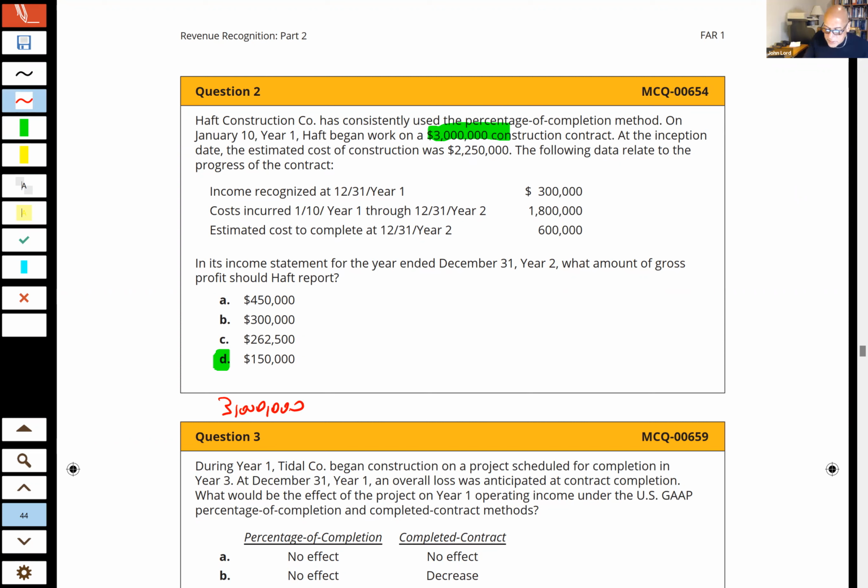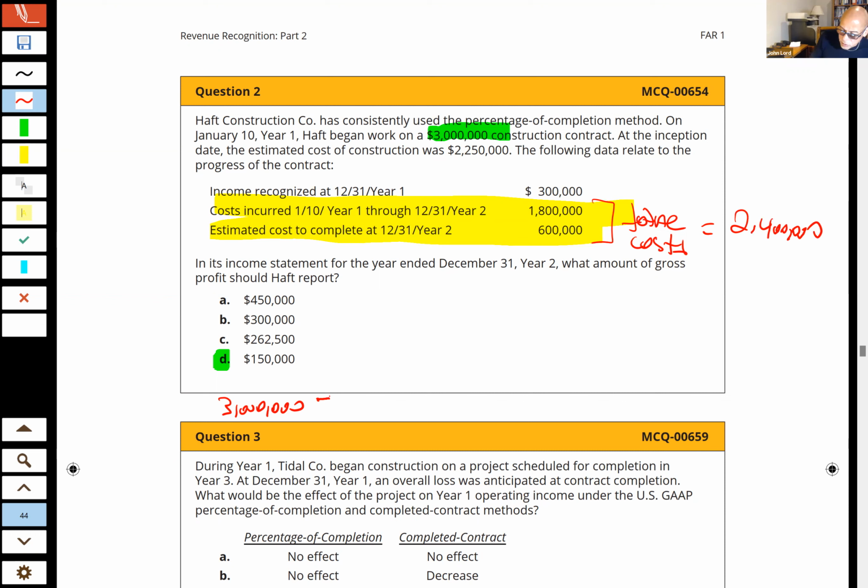Okay. And they tell me that what? My second step is to figure out the gross profit, so I have to figure out the cost. And they tell me that the cost incurred from year 1 to year 2 is 1.8 million. Cost estimated to complete at the end of year 2 is 600,000. So I think the total cost on the contract is what? Total cost on this contract is 2,400,000, isn't it?